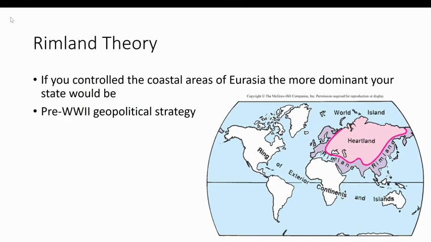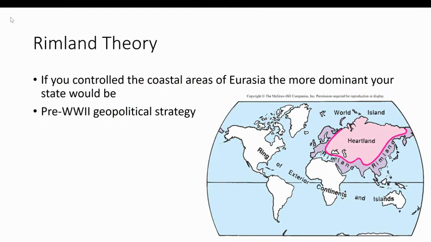Okay. Now we're going to fast forward a little bit. So now we're going to talk about kind of the time between World War I and World War II. And so what we started to understand as time is moving on is that controlling the heartland actually was too big of a job. I mean, controlling the Eurasian landmass was a very difficult thing for one country to do.